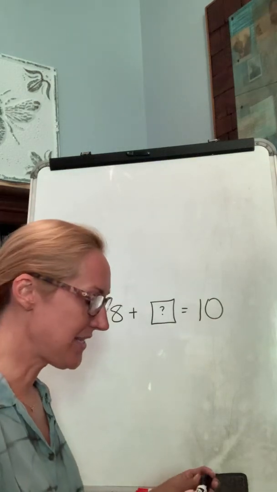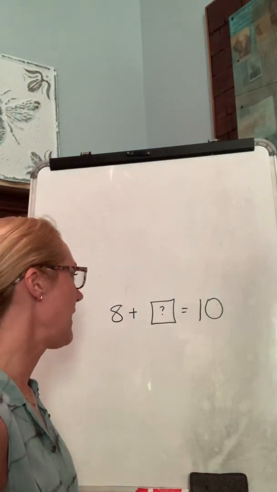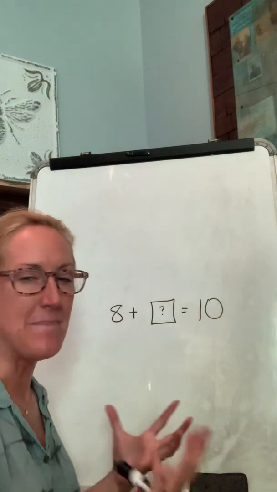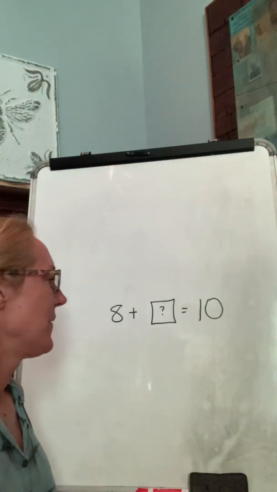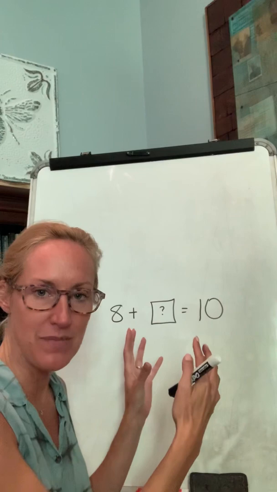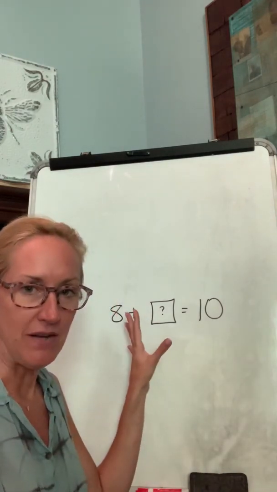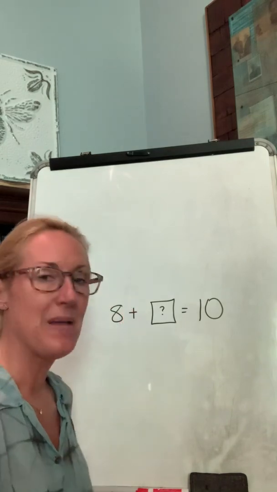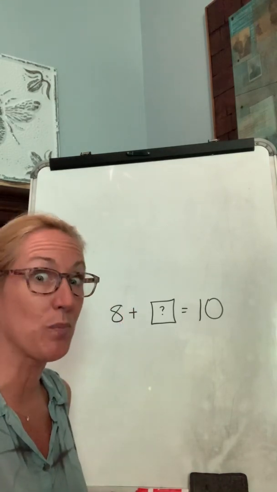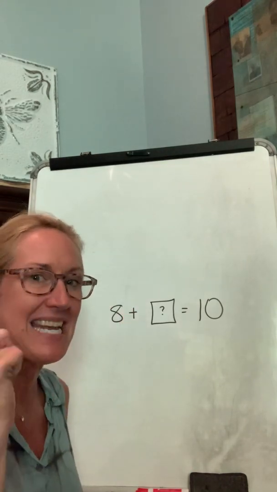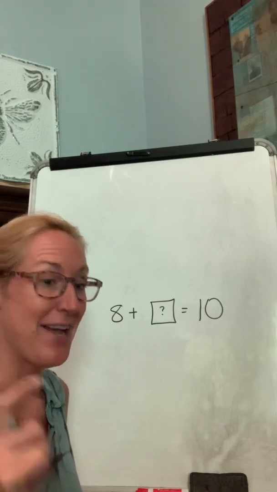Hi, second graders. I wanted to go over a concept of figuring out missing numbers. We're going to start with some easier problems and then work up to some more difficult problems. We're going to start with addition and subtraction because then we're going to apply it to multiplication and division. I want you to see how they're the same, how there's a pattern there.